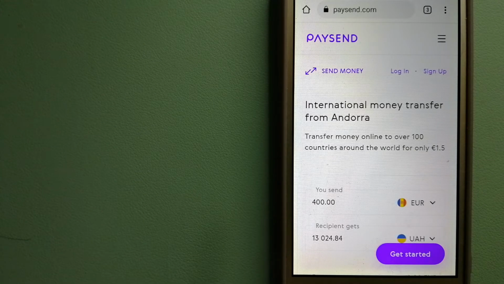Paysend has its own global network of banks and international and local payment systems and has partnerships with the major international card networks like Visa, MasterCard, and China UnionPay as a principal member and certified processor. And to know more about Paysend, check the video description.